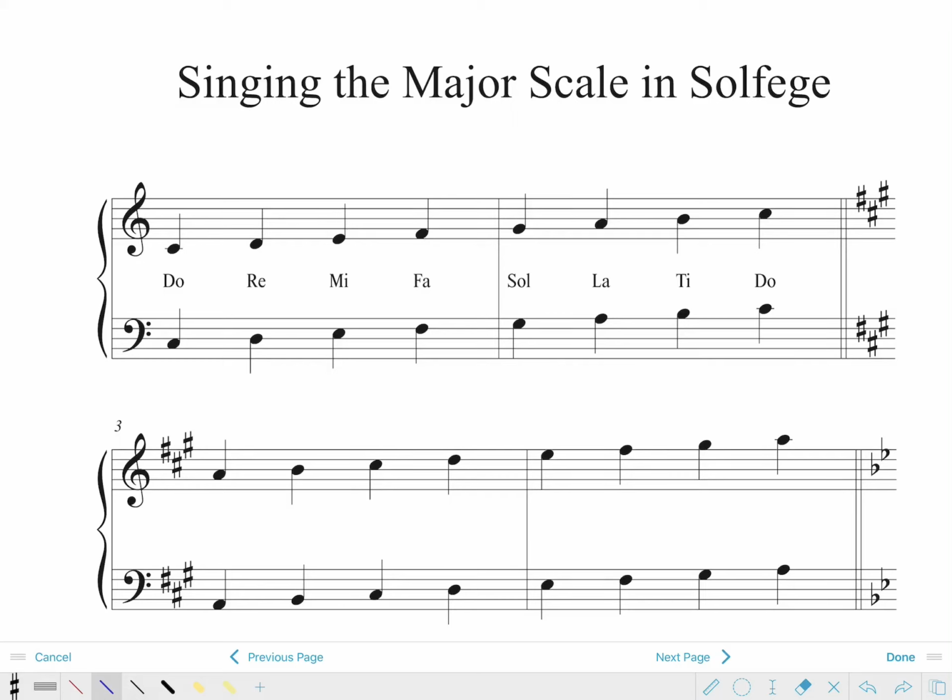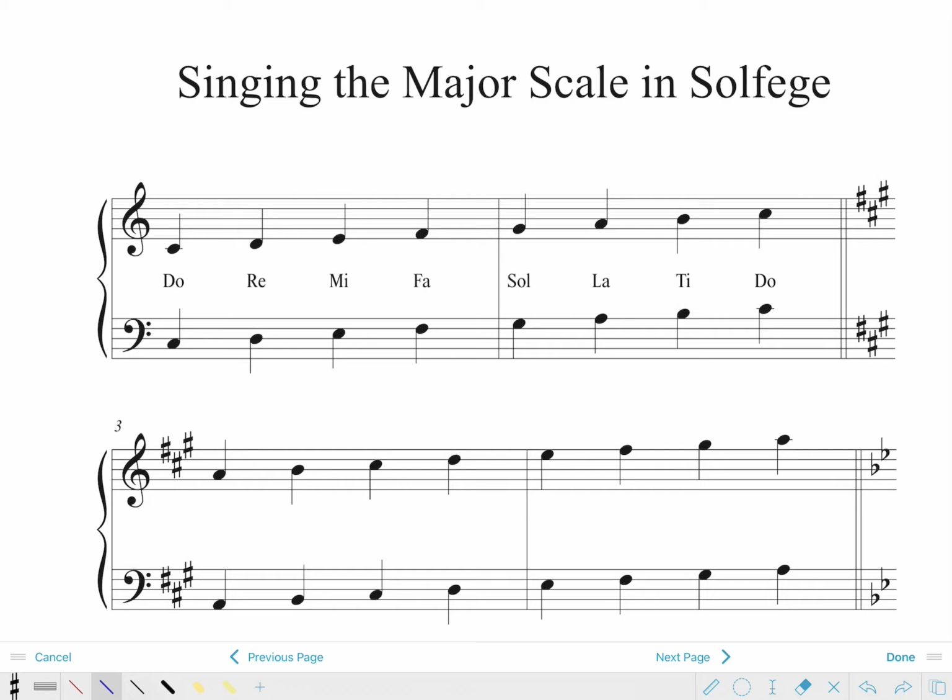Now that we have learned to recognize key signatures and understand that key signatures are based off of the major scale and the whole steps and half steps that comprise the major scale, we're prepared to learn the methods that we use in order to sing the major scale or to sing any music that is based on a major key.